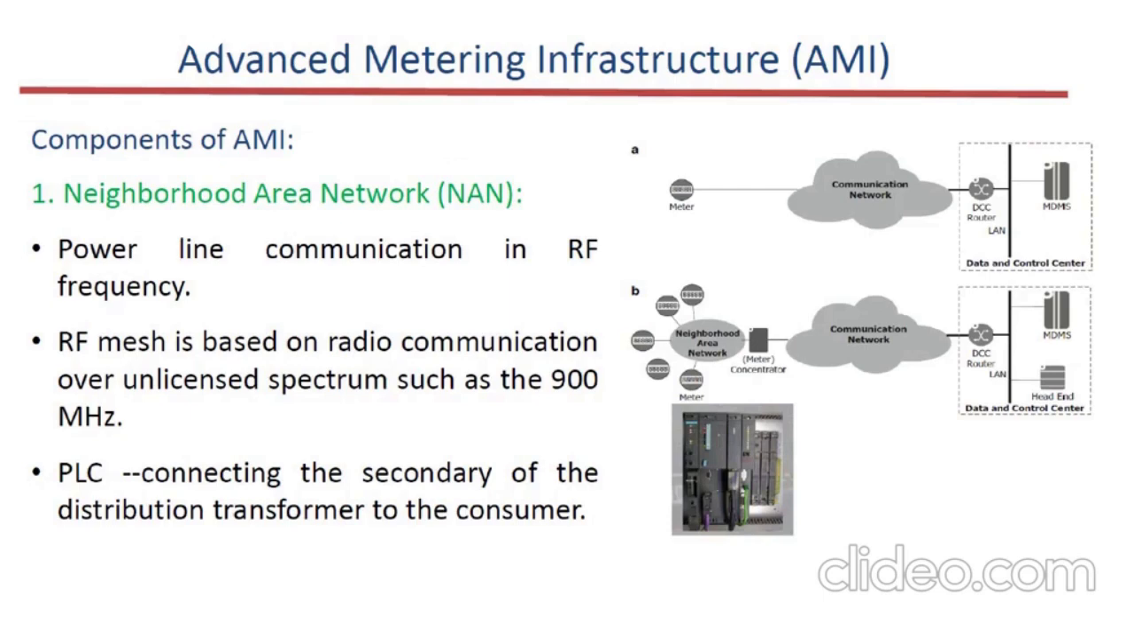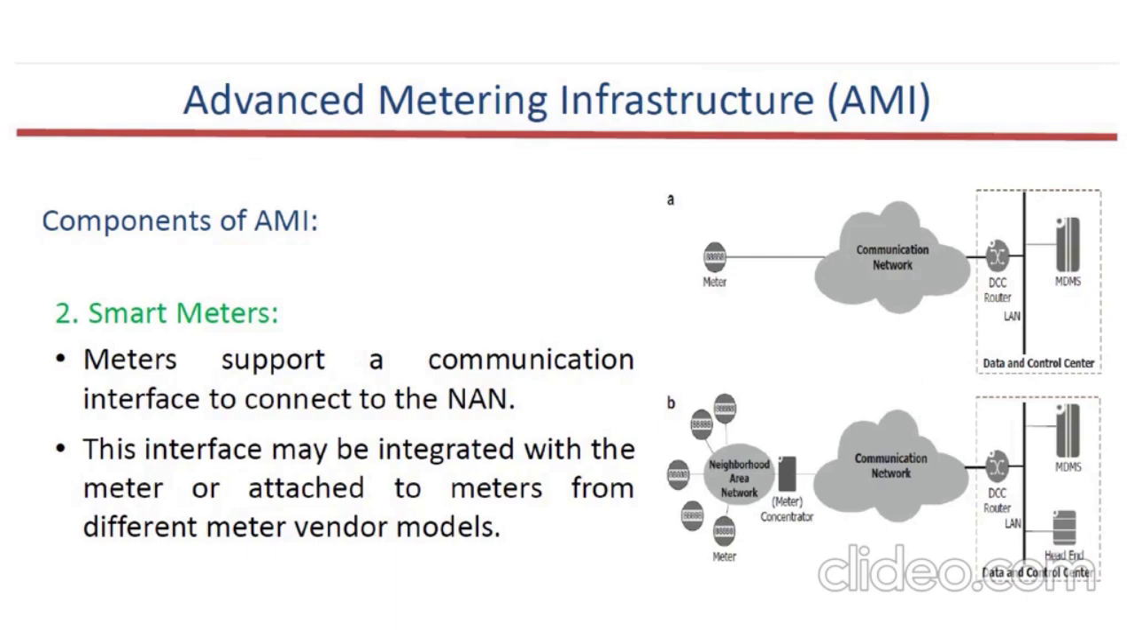The components of AMI include the NAN, that is the neighborhood area network. This uses power line communication and RF frequency. RF mesh is based on radio communication at a frequency of 900 MHz. PLC connects the secondary of the distribution transformer to the consumer as shown in the figure.